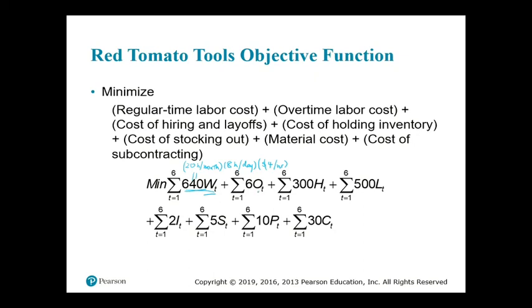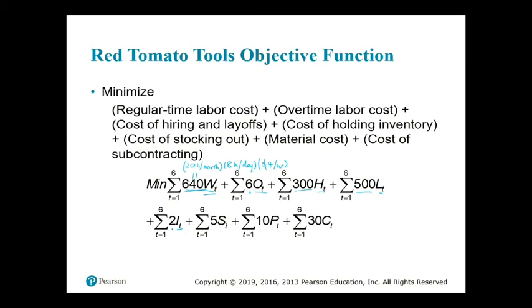Overtime labor cost, since overtime is in the number of hours, we can simply multiply it by the overtime cost of $6 per hour and then sum it over for all 6 months. Hiring cost is $300 per person times the number of people hired. Firing cost $500 per person times number of people laid off. Inventory holding cost is $2 per unit per period times the number of inventory at the end of period T to be carried over.